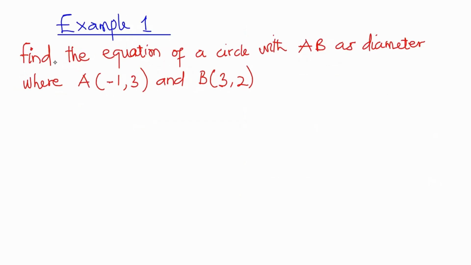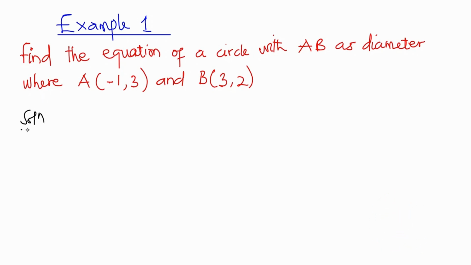We have example 1 here, and it says: find the equation of a circle with AB as diameter, where A has the coordinates -1, 3, and B has the coordinates 3, 2. So now let's look at how you can solve this.